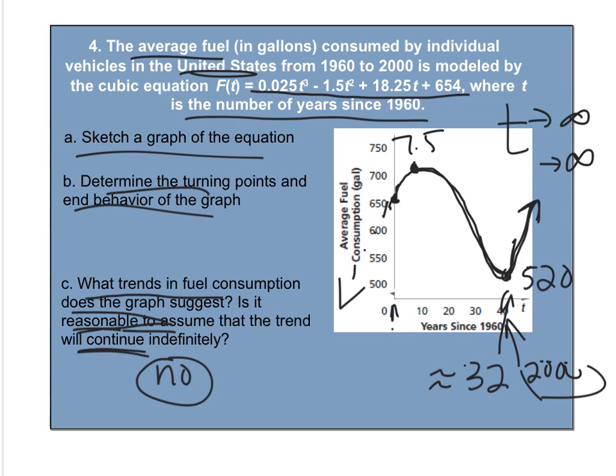Okay, sorry. So I graphed it. I've got one turning point at 7.5, one turning point at 32. Okay, and then remember, it's 1960, so year 40, it's about 2000. So there's your turning points. End behavior, this is going to take off. This is actually going to keep going down, but it's not realistic because we're starting at 1960. They will not continue indefinitely, only because there's only so much in the world that we can take.